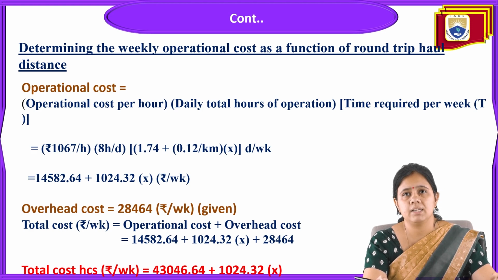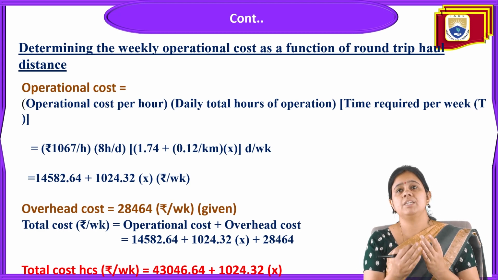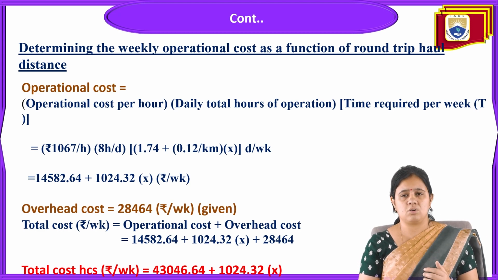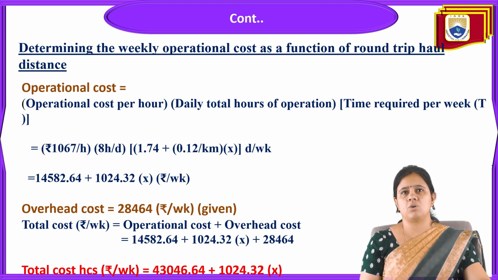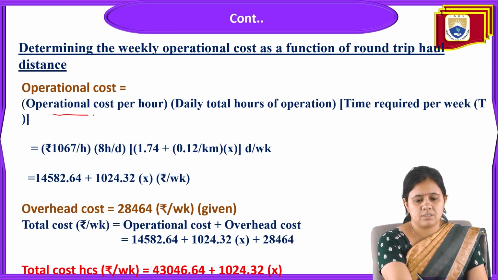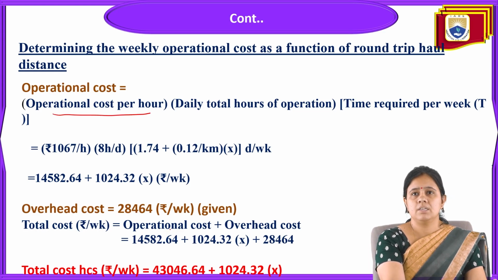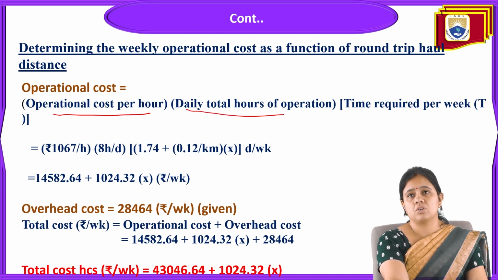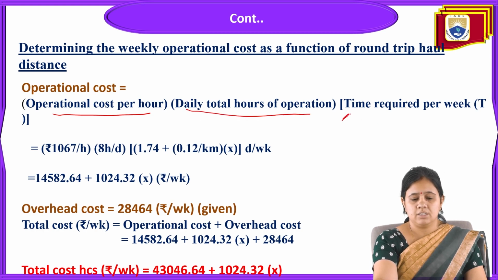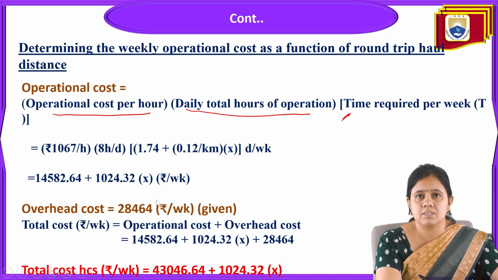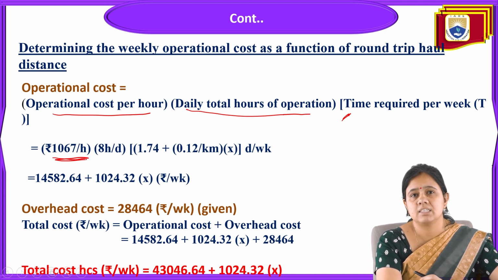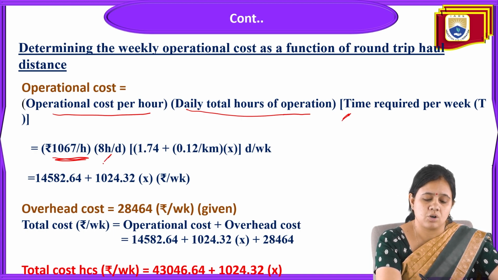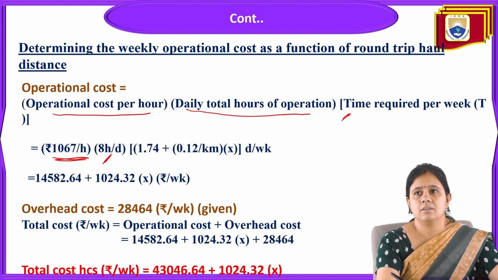So if we calculate the weekly operational cost, we have to calculate how much cost is required weekly as a function of the round trip haul distance. Operational cost is equal to cost per hour into daily total hours of operation and time required per week. The cost per hour is 10.67 as given in the problem statement, and the daily total operation is 8 hours per day, and the function time required per week is already given.